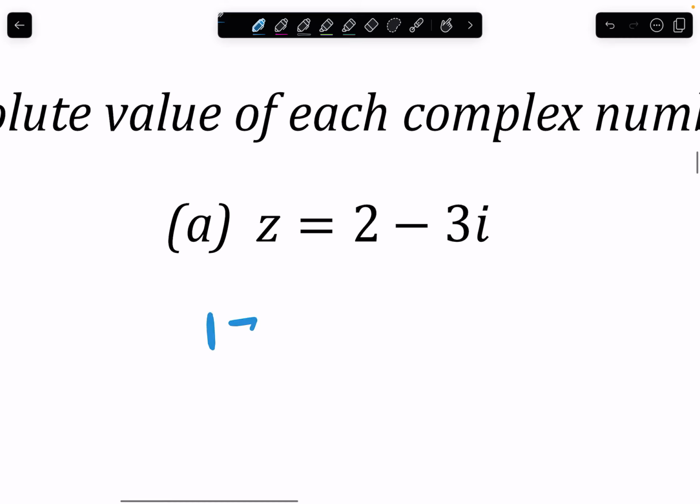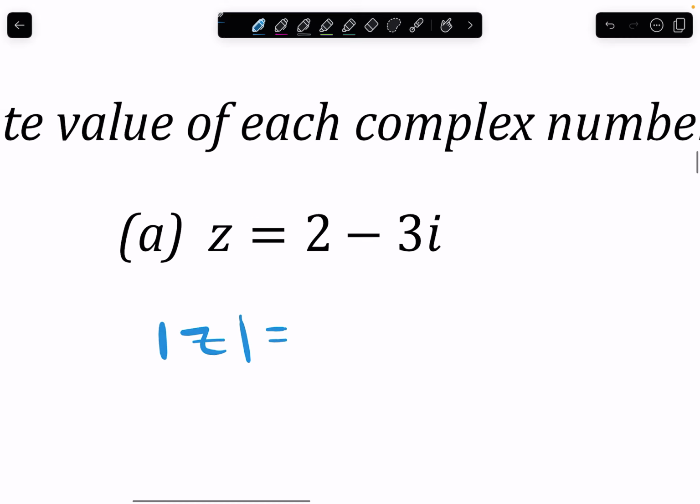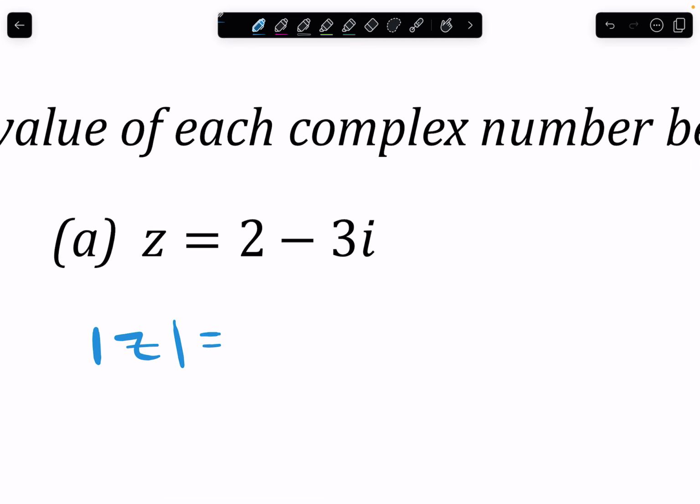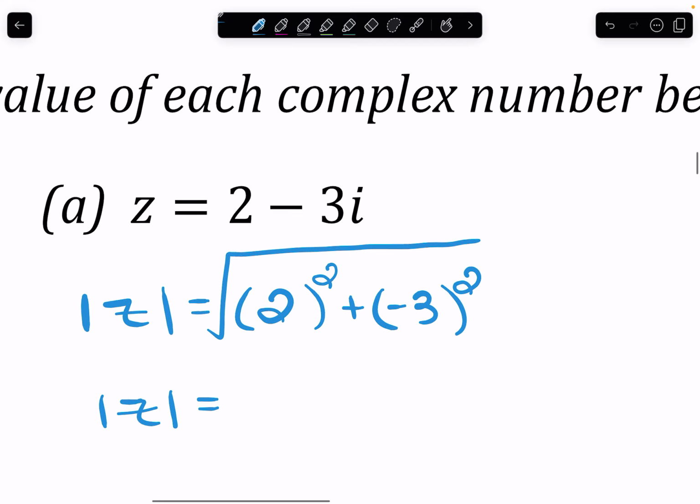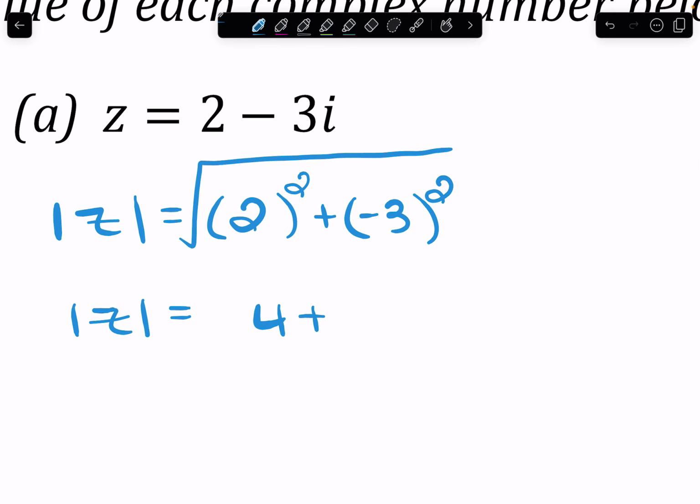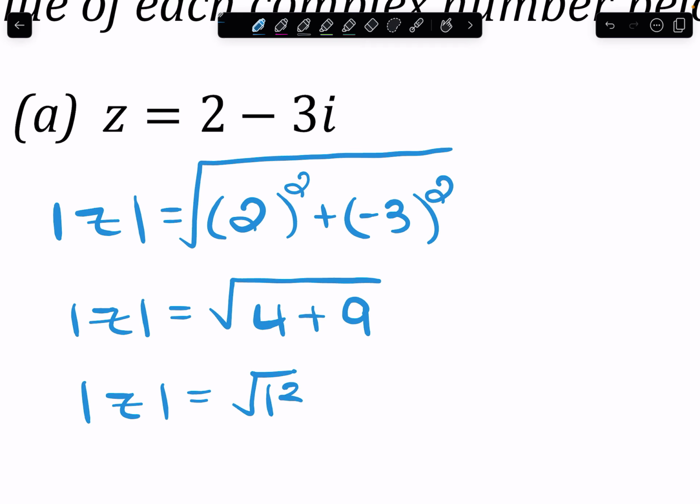So the absolute value of z is going to be the sum of the squares of the legs, square rooted. So a is 2 plus b is negative 3, and then that sum is square rooted. So the absolute value of z equals 2 squared, 4, plus negative 3 squared, 9, square root of 13, which does not reduce, so there's nothing we can do there.